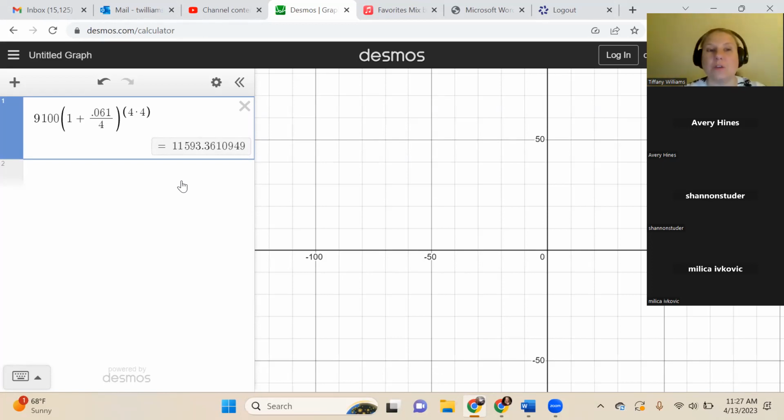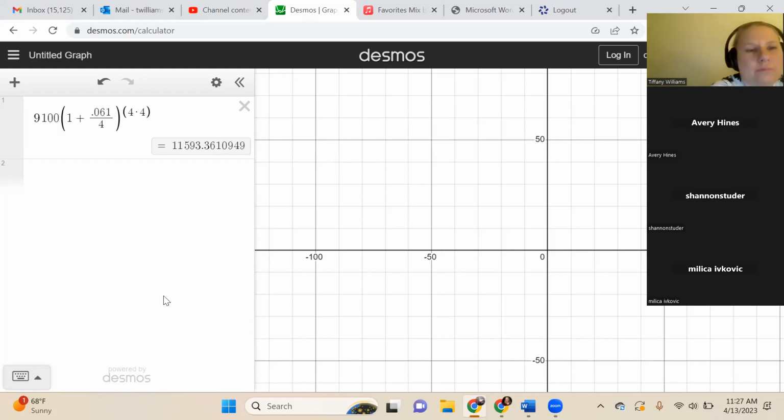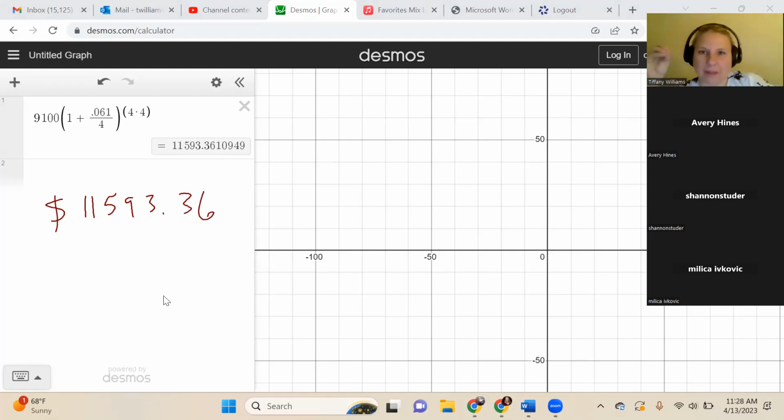So if I was to go ahead and do 0.061 divided by 4, which I actually did on my sheet of paper, you get 0.01525. Which means I would have to carry that number through the whole entire problem as I work. So just be aware of that. So our answer here is actually going to be $11,593.36. Now that's the compounded amount, right?